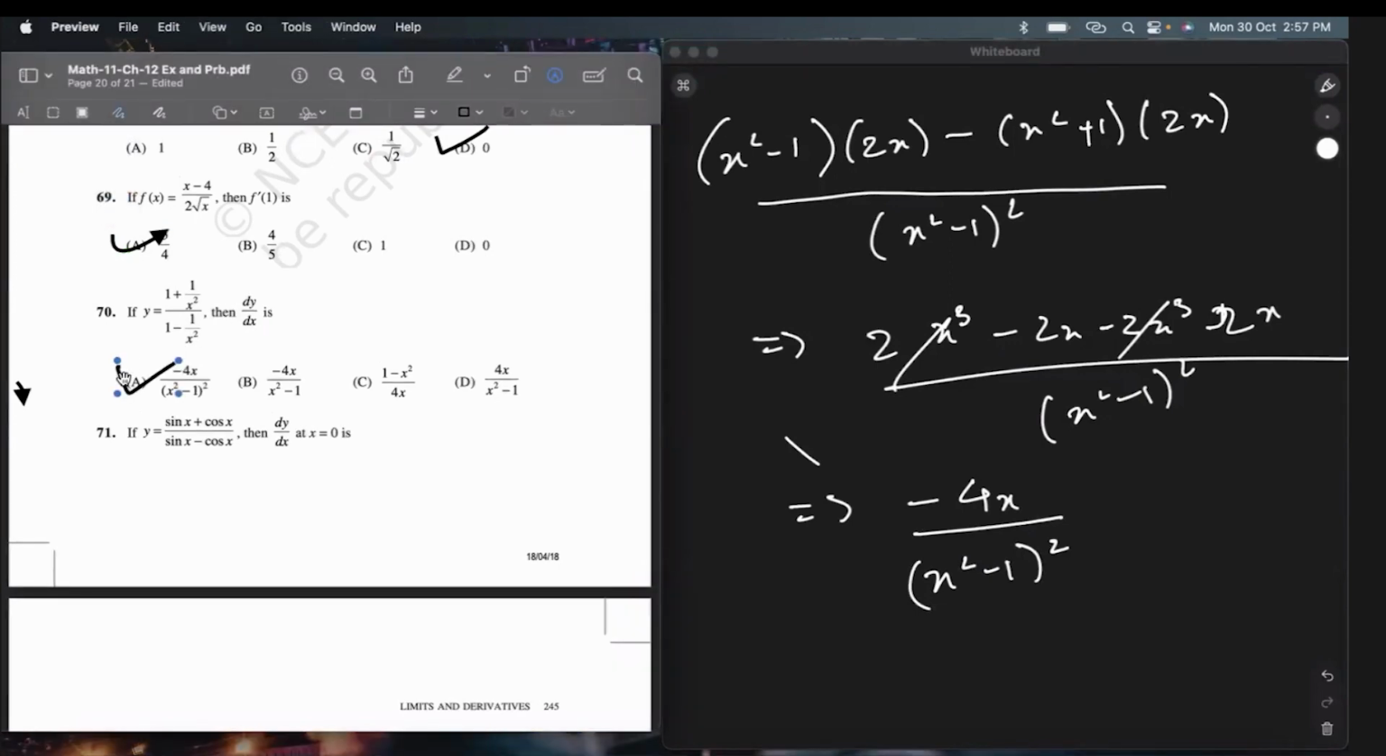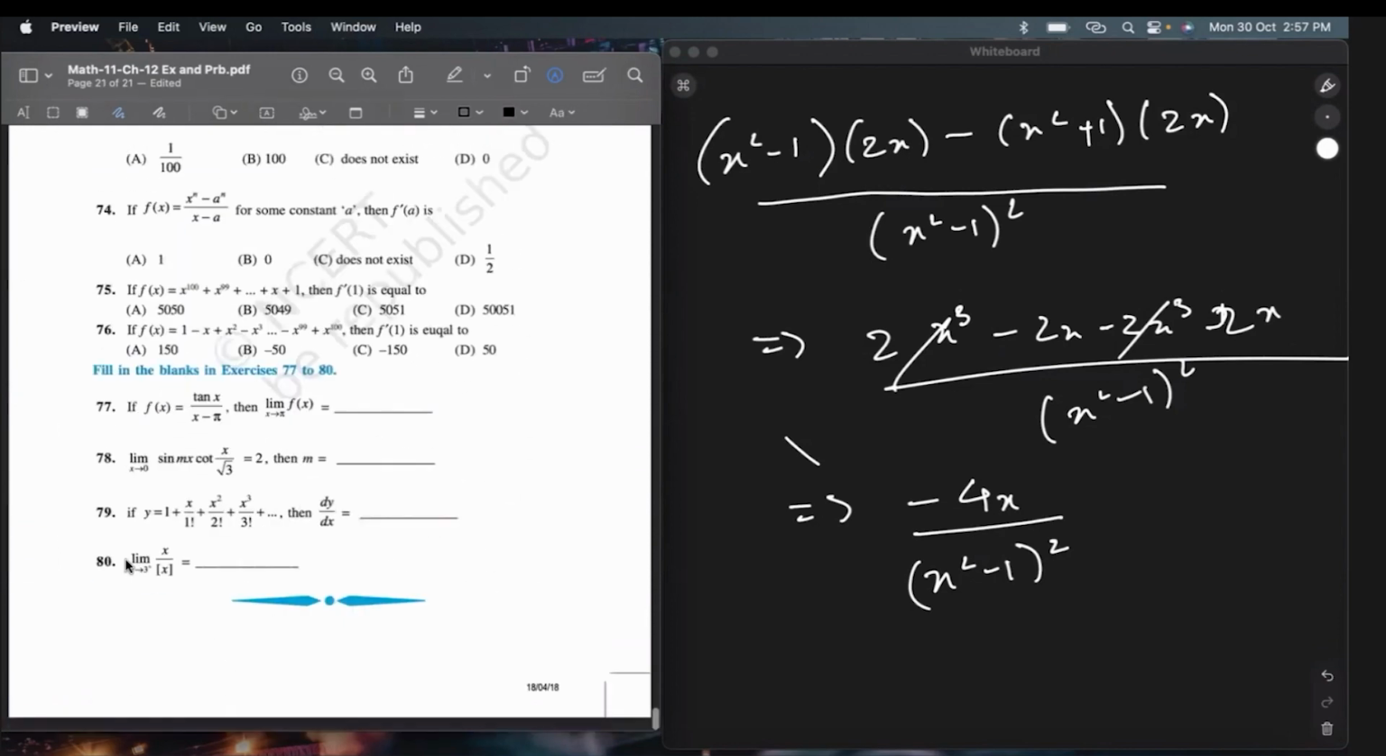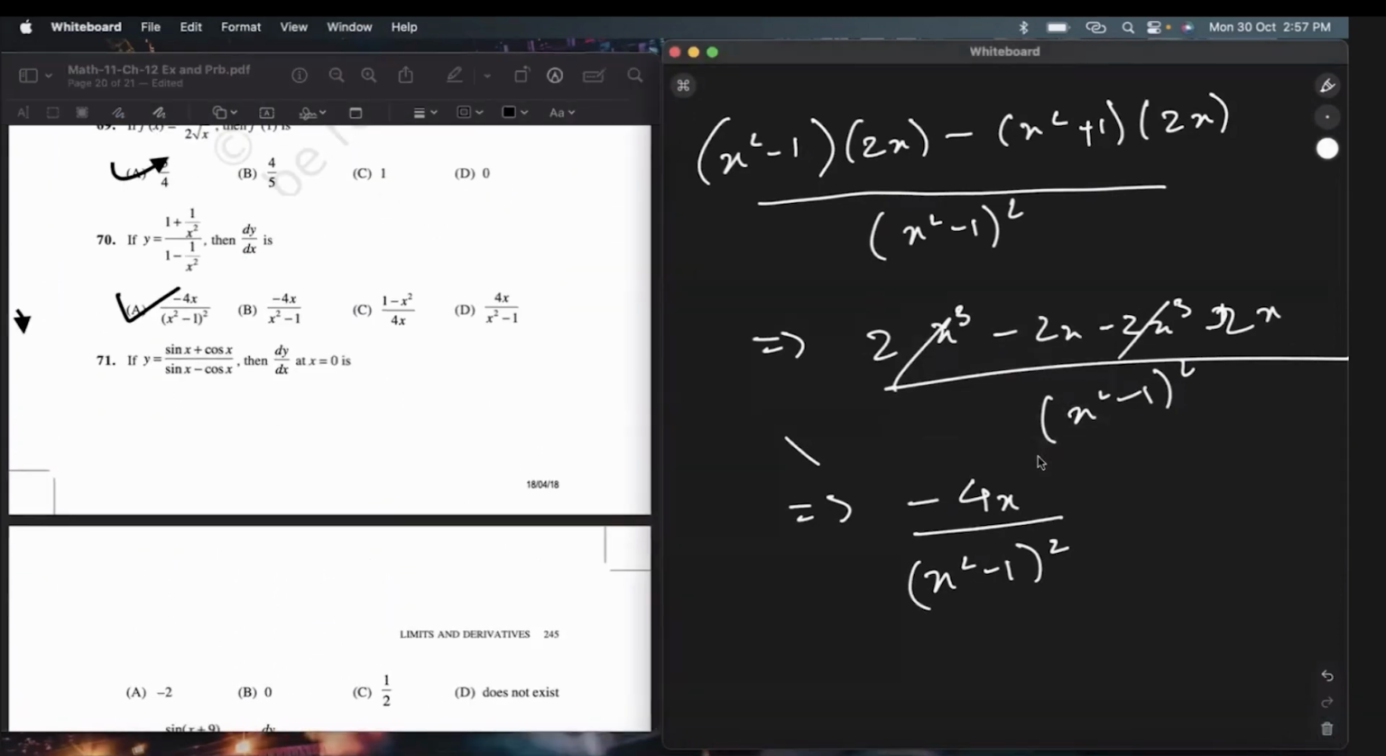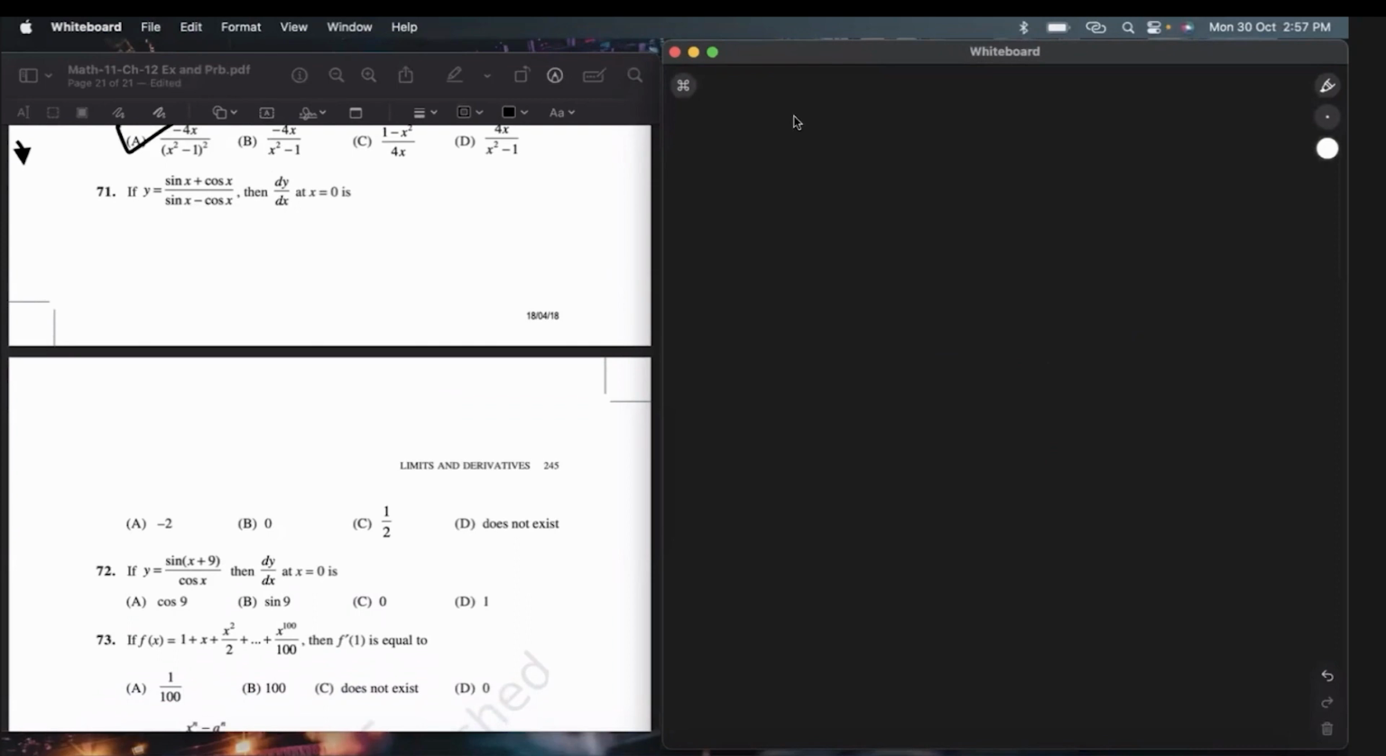So moving on to question number 71. Yeah, so we are coming to the close of this topic. So moving on, in question number 71, it has been given to me that y equal to sin x plus cos x. See, this is a very much used question. You'll see this question in so many places. I can remember this question very well.